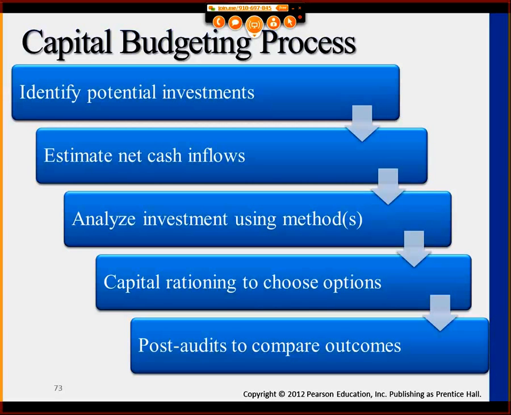Then steps 2 and 3 are a little bit tied together. We'll first estimate the net cash inflow, and then we will analyze the investment using one of the methods that I gave you. Usually it's more than one, at least 2. The next step would be capital rationing to choose options. And then last, we'll compare outcomes in post-audits, after all audits are done.